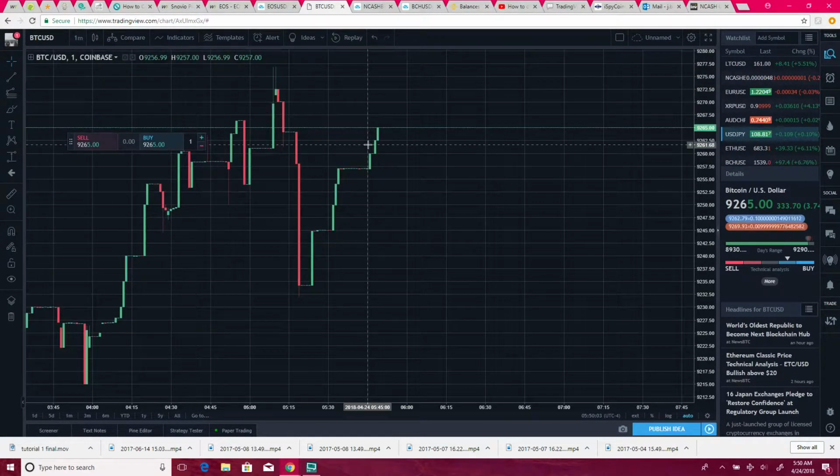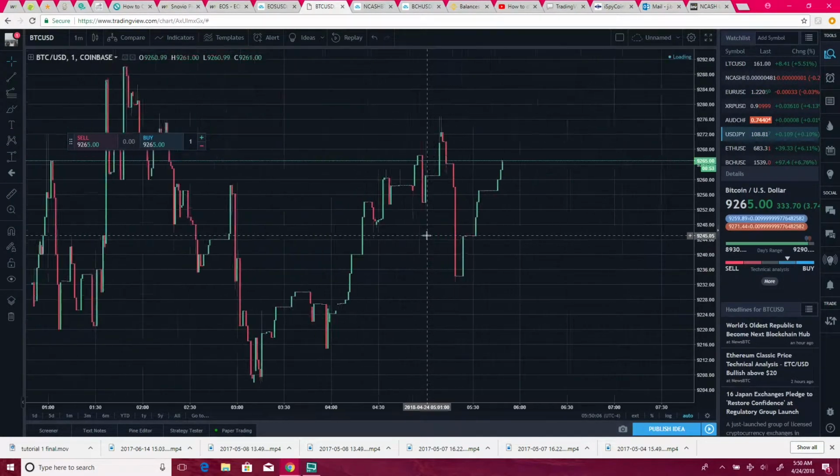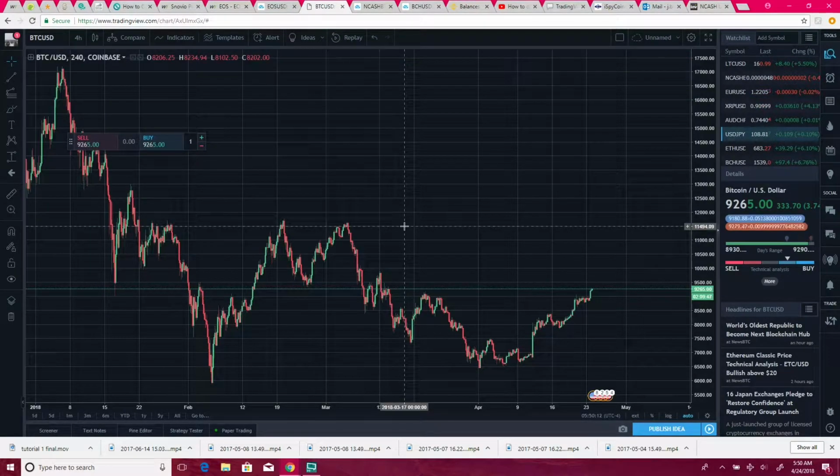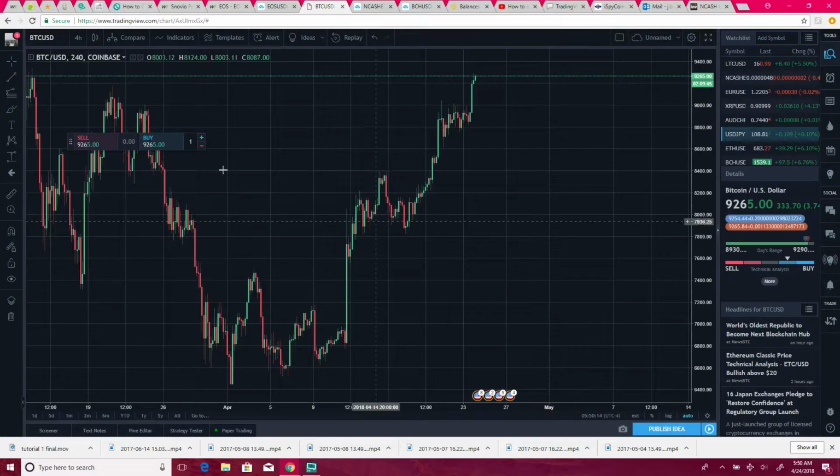Same thing if I change it to the 1 minute. It's a totally different story here with only 1 minute than it is on, let's say, the 4 hours. On the 4 hour chart, each candlestick is 4 hours. You can see the time down there at the bottom, and you can see the countdown here. So that means we have 2 hours and 9 minutes left in this candlestick.